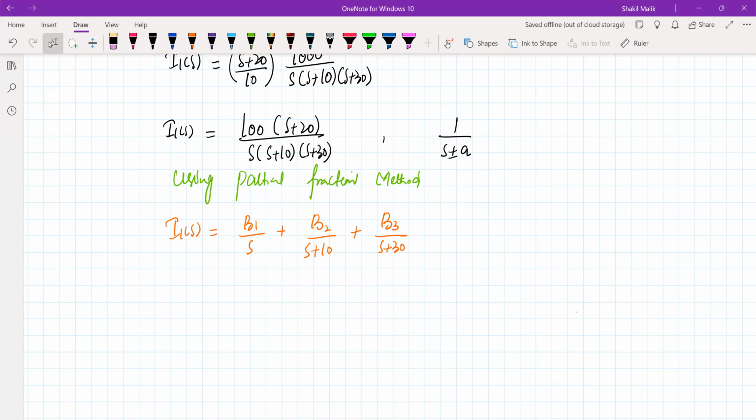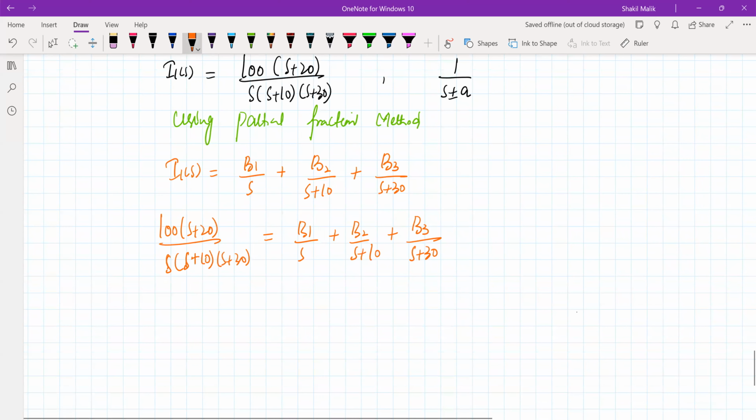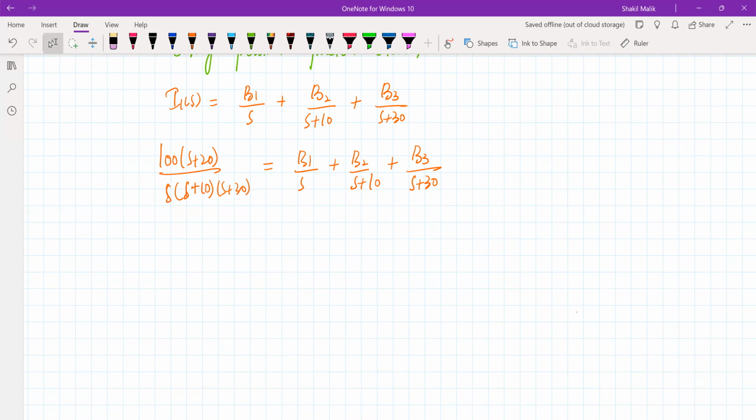So this implies 100 multiplied by S plus 20 divided by S into S plus 10 and S plus 30 is equal to B1 divided by S plus B2 divided by S plus 10 plus B3 divided by S plus 30. To find B1, B2, B3, we'll multiply both sides by this denominator term. We are left with S plus 20 on the left hand side. It will be B1.